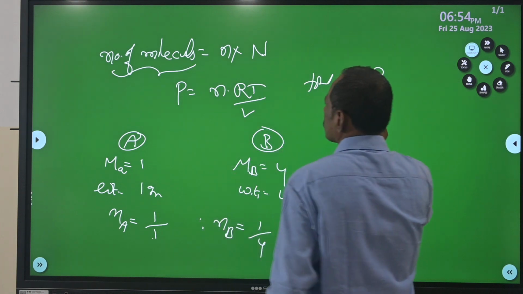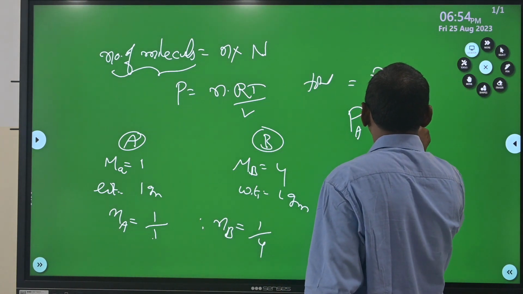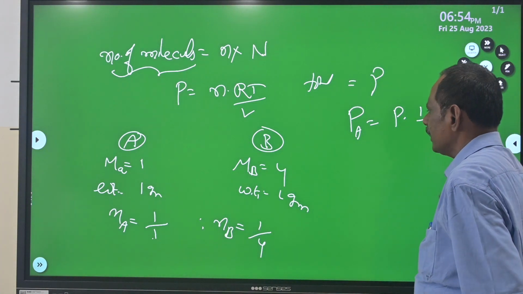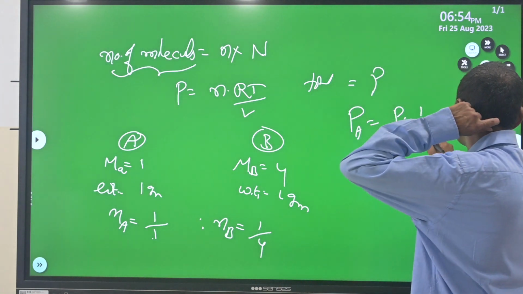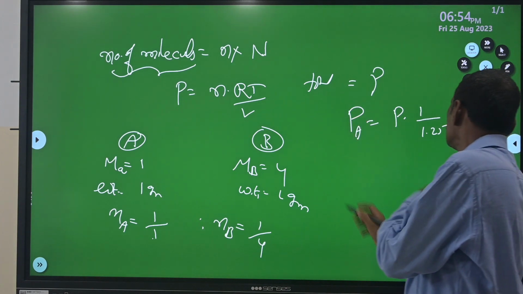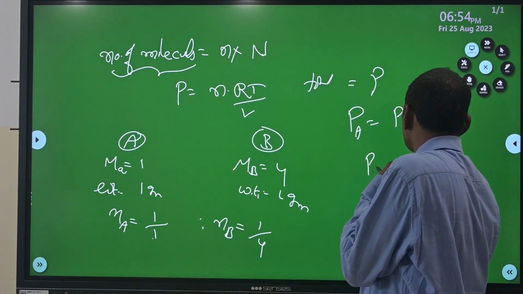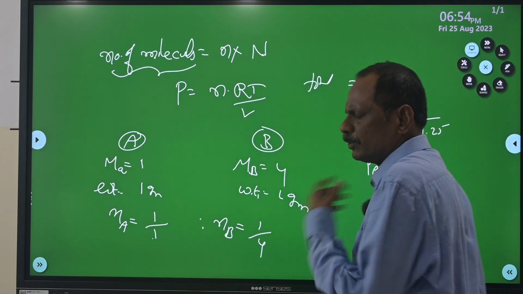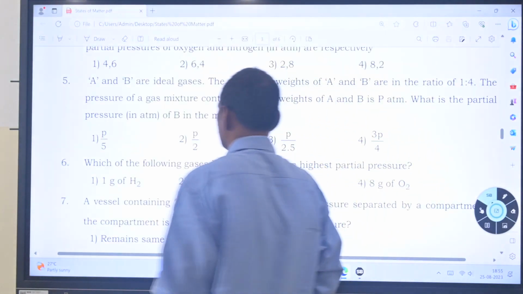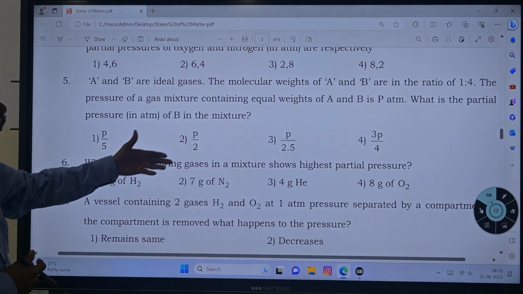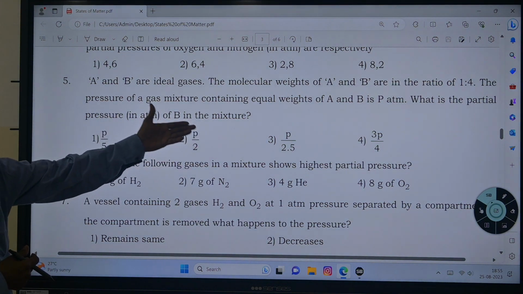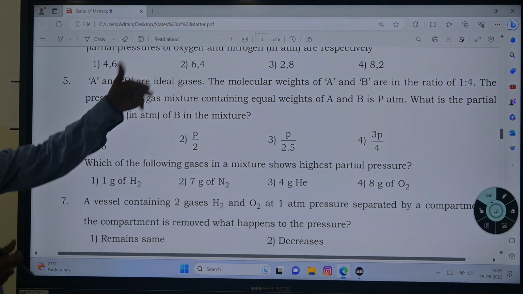Therefore, the partial pressure of A is equal to total pressure into mole fraction, which is mole number of A by total mole number. Total mole number means 1 plus 0.25, that is 1.25. So the partial pressure of A is equal to P by 1.25. Thus, calculate that value. Let's see what options are given: P by 5, P by 2, P by 2.5, 3P by 4. Calculate it, you will get the answer.